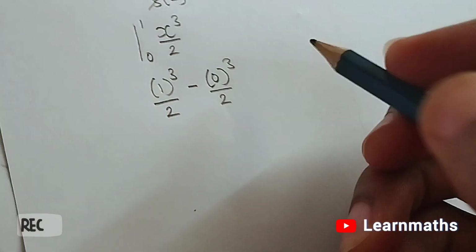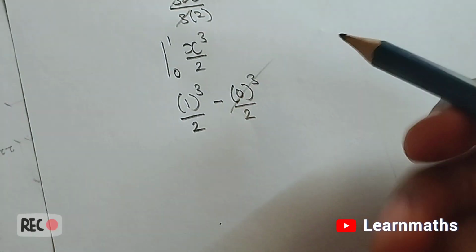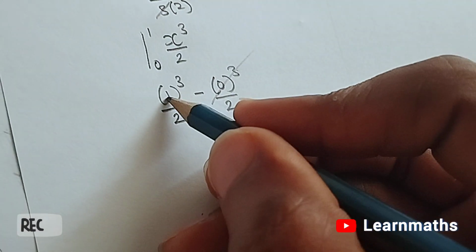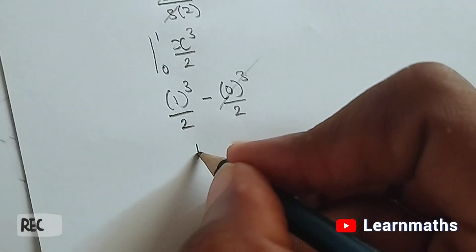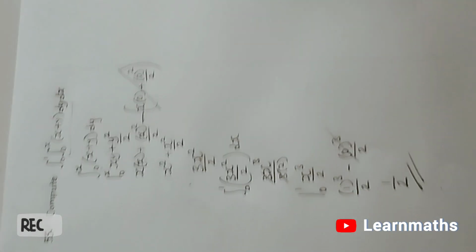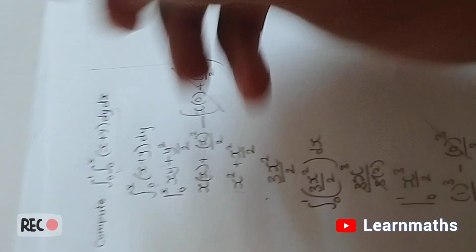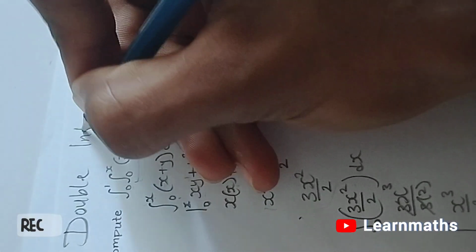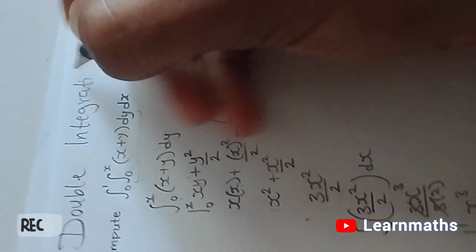This will be our answer. That's after 0 cancels out, because 0 divided by 2 is 0, right? So we're left with 1 raised to power 3, which is 1, over 2. So this is going to be the answer, right? Now what we just did is called double integration, right? This is double integration.